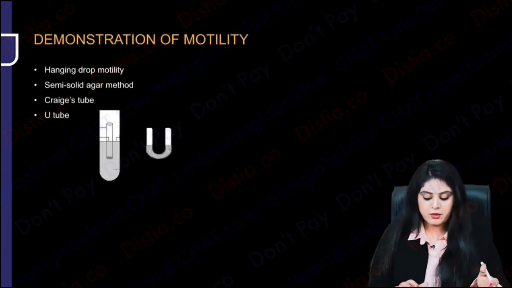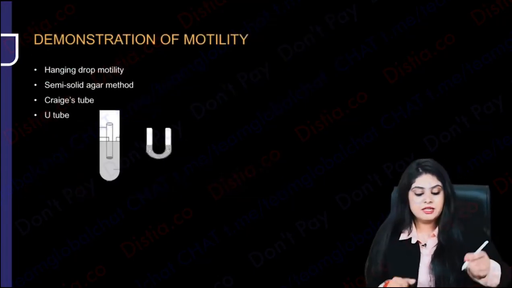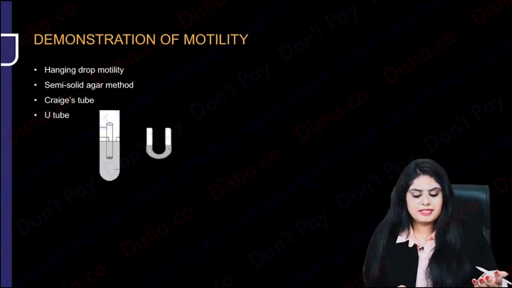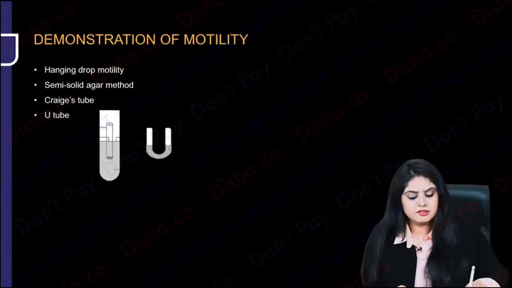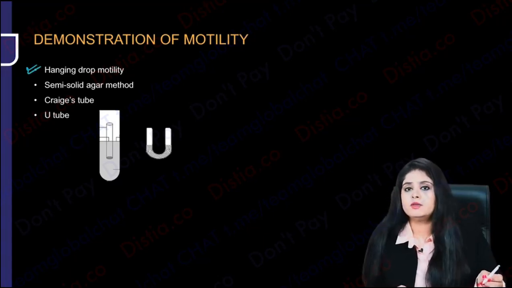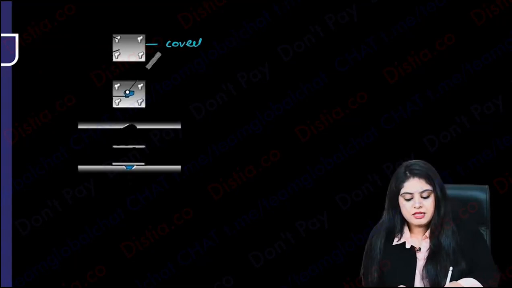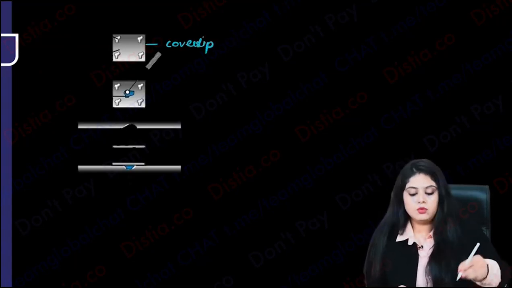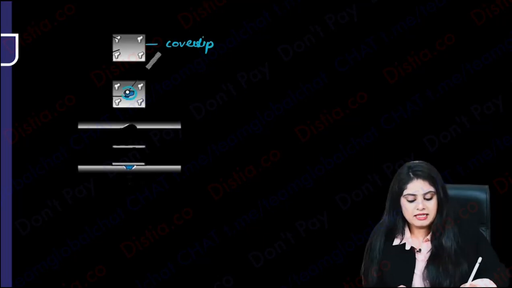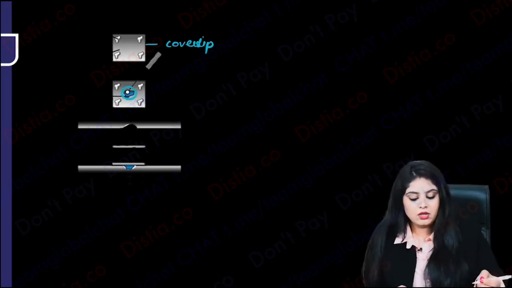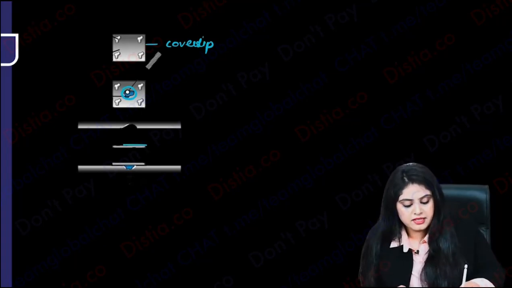Now you need to know next, how are you going to demonstrate motility? You have a couple of methods. One by one, I'll explain it in 5 minutes. There's something called a hanging drop motility. What is hanging drop? Have a look at this picture. I took a cover slip and put one drop on it. Can you see? One drop of the bacteria can be seen, right? This is that cover slip that I have.